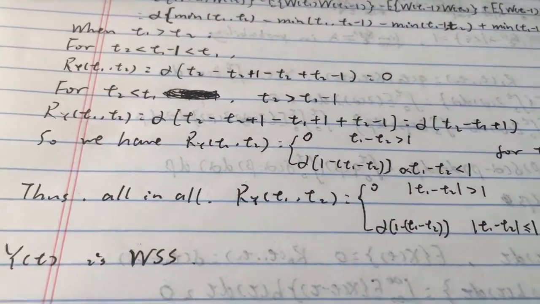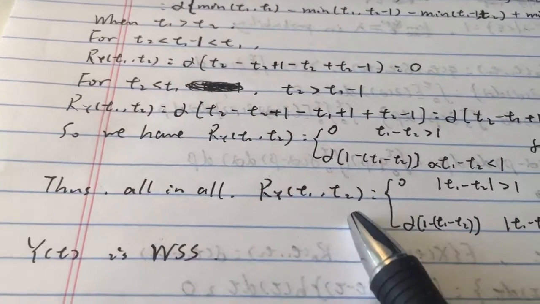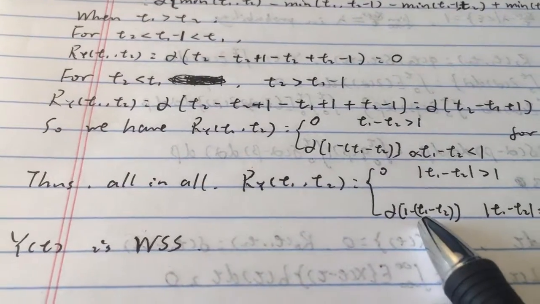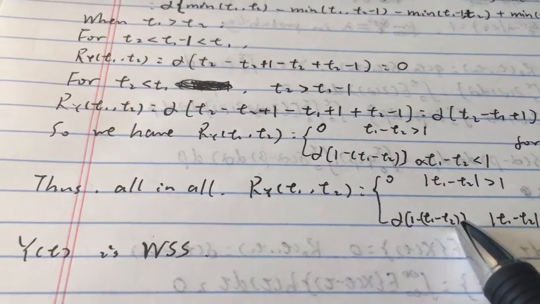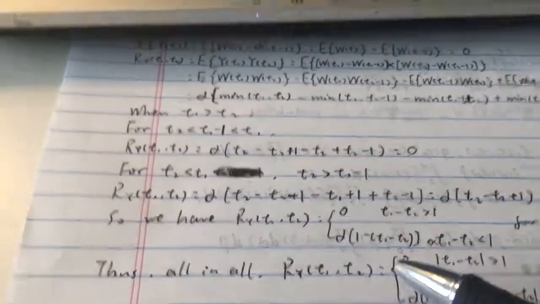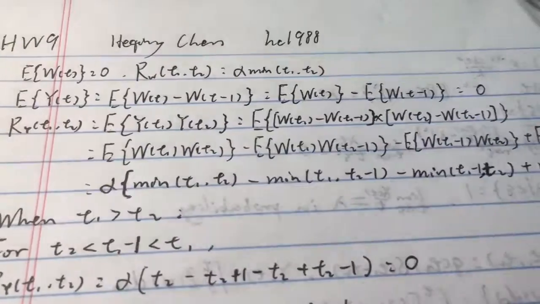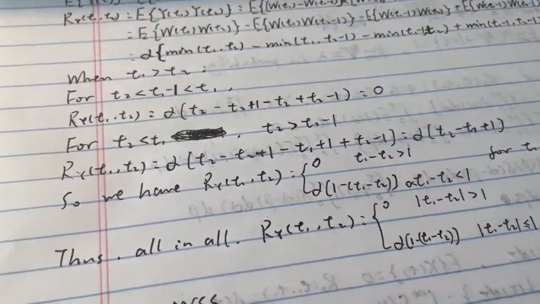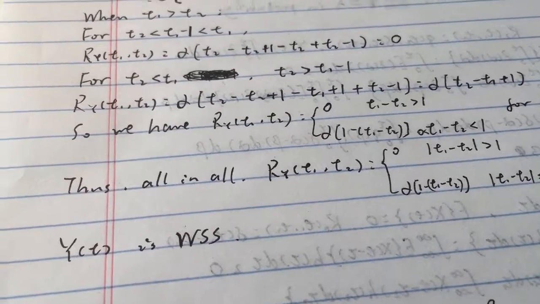From this result, we know that the autocorrelation only depends on the value of t1 minus t2, and also we have the expected value of Y(t) equals 0. So Y(t) is WSS, wide-sense stationary.